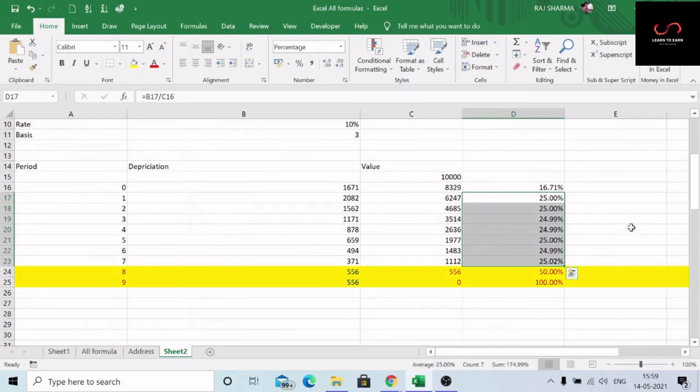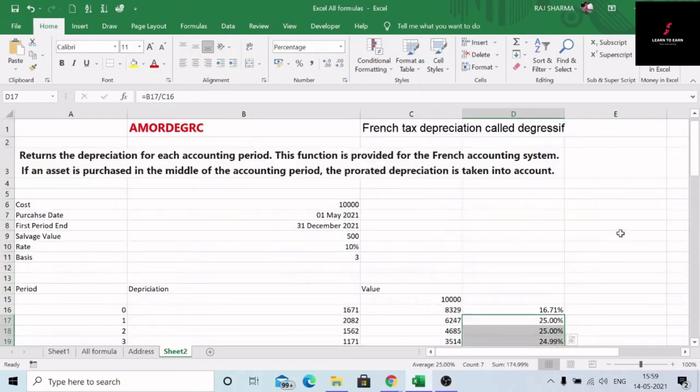So I hope this formula is clear to you. I will attach in my description one Excel sheet also, a link to Excel, which I have come across on a website, which is a very useful website, and it has enabled me to understand this formula.